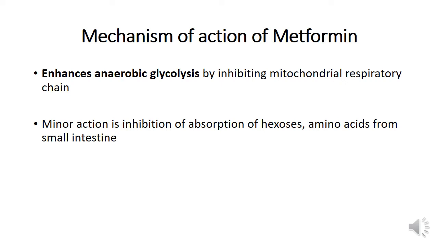Metformin also enhances anaerobic glycolysis by interfering with the respiratory chain in the mitochondria. A minor action of metformin happens to be that it interferes with the absorption of hexoses and amino acids from the small intestine. Hence, metformin reduces plasma glucose levels and also helps in overcoming insulin resistance.